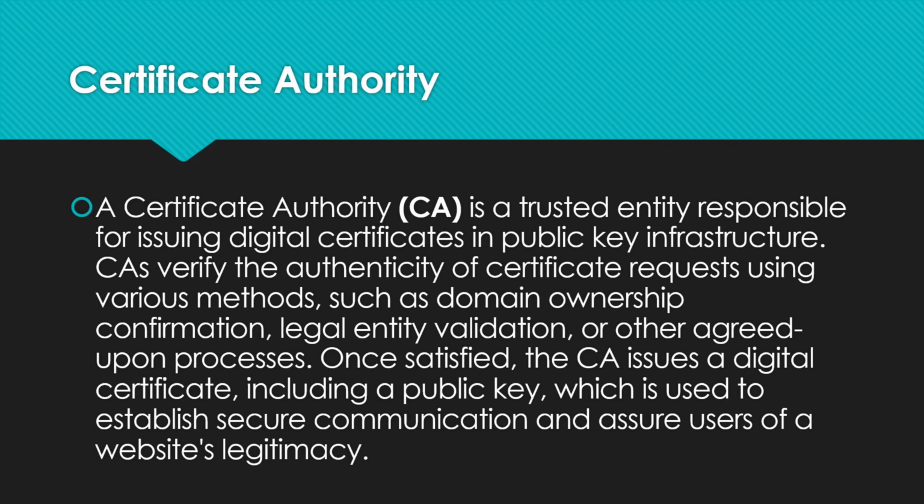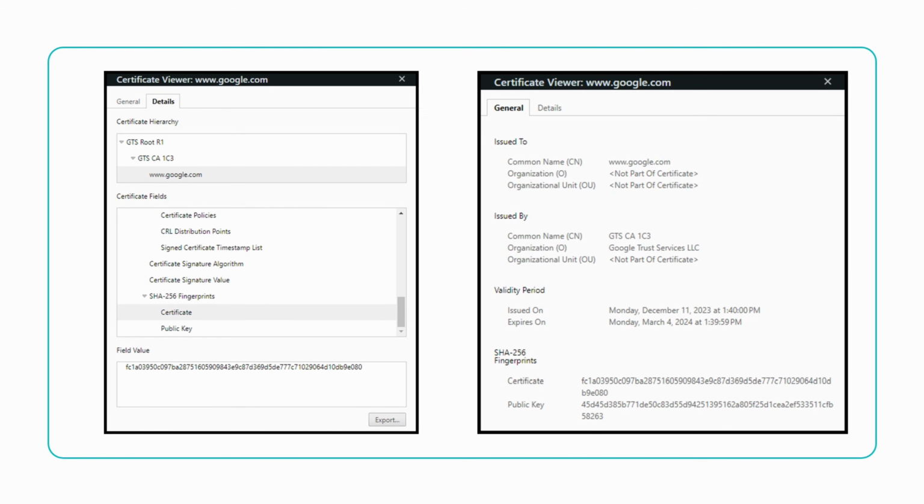A certificate authority (CA) is a trusted entity responsible for issuing digital certificates in public key infrastructure. CAs verify the authenticity of certificate requests using various methods such as domain ownership confirmation, legal entity validation, or other agreed upon processes. Once satisfied, the CA issues a digital certificate including a public key, which is used to establish secure communication and assure users of the website's legitimacy. For your reference, now you can see a certificate that belongs to Google.